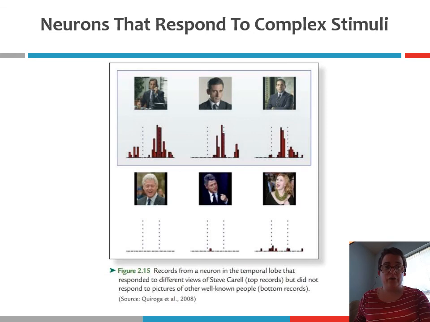Okay, so this concludes our discussion of specialization of function at the level of individual neurons. I will see you guys in my next video talking about the specialization of individual brain structures. All right, so I'll see you guys soon.